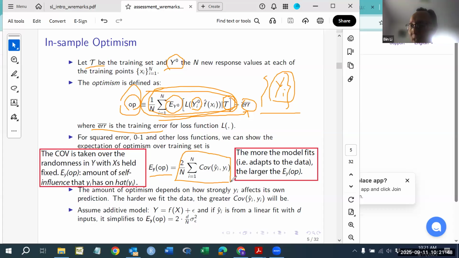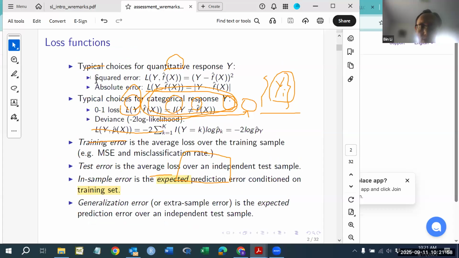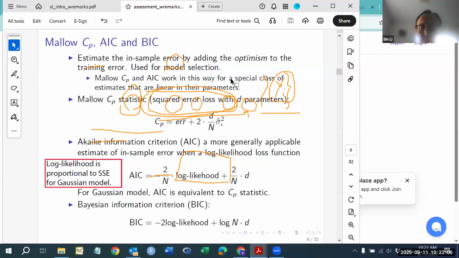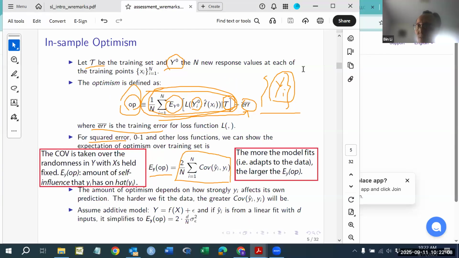Then you may ask, for what type of models does this hold? If we use the squared error loss, remember squared error loss? We talked about that here. If the model uses the squared error loss, then that works. But also if we use 0-1 loss, that's for classification, or some of the other losses, we can show that this works.